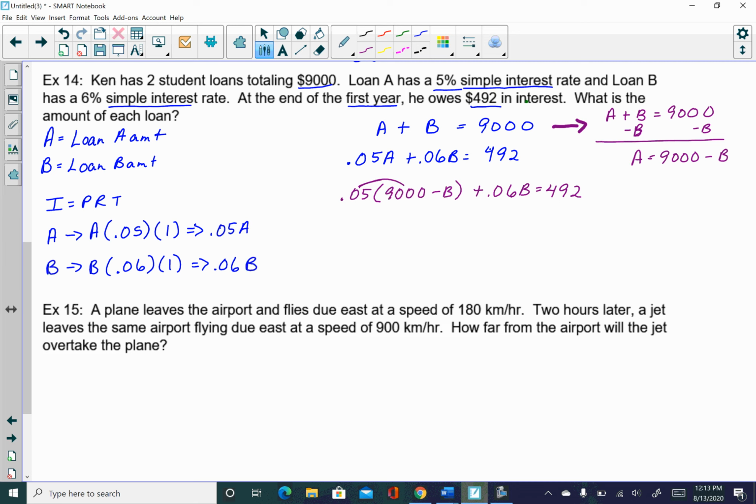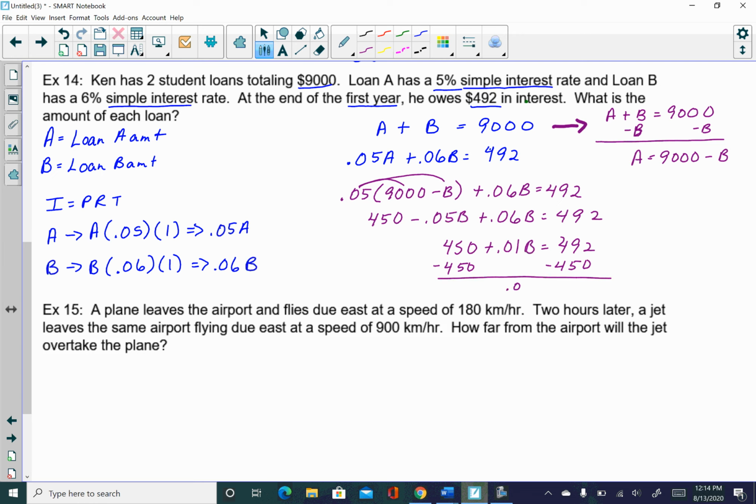So now I'm going to take this 0.05 and distribute it through. So 0.05 times 9,000, that's going to give me 450 minus 0.05B plus 0.06B equals 492. Combine like terms over here, so negative 0.05 plus 0.06, that's going to leave me with 450 plus 0.01B equals 492. I want to get letters on one side, numbers on the other. 492 is over here all by itself, so I'm going to subtract the 450. 0.01B equals 42. Divide by 0.01, and then that tells me now that B equals 4,200. So that I now know, okay, well, the amount of loan B is 4,200.